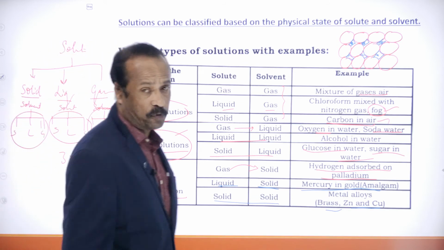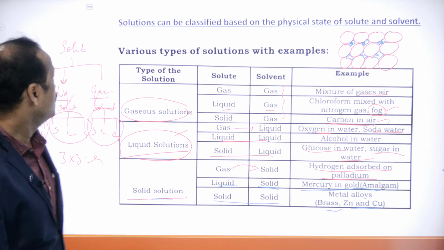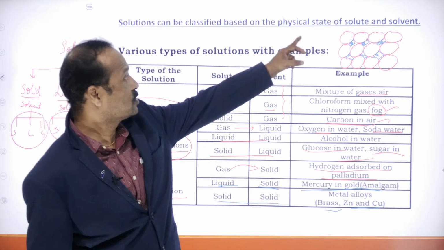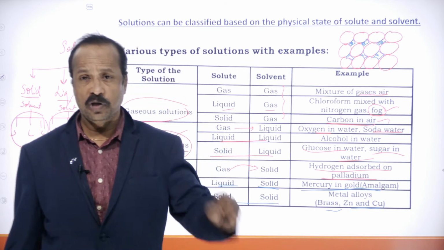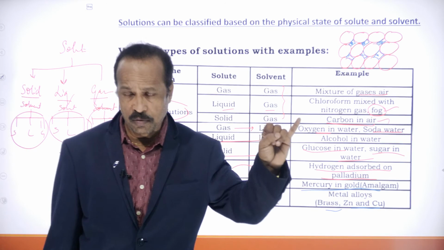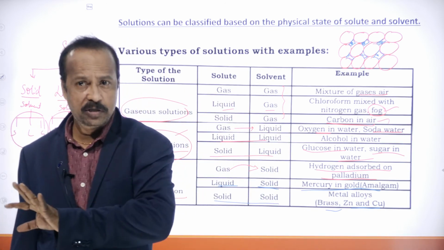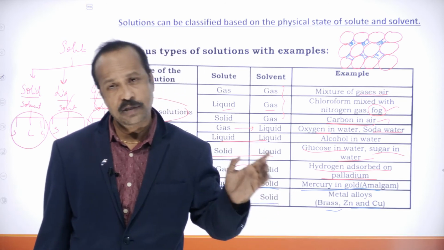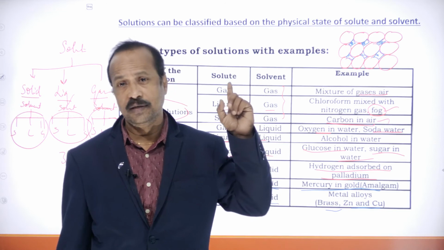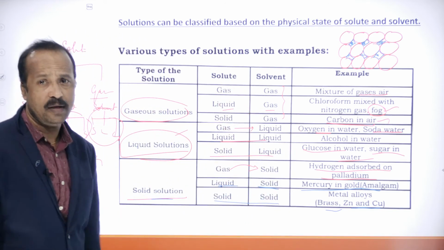So it's a very, very important table. Once again, see here: solutions can be classified into three types based on the physical state of the solvent. Solid solutions, liquid solutions, and gaseous solutions. In a solid solution, solid is the solvent, and solid, liquid, gases are the solutes. In a liquid solution, liquid is the solvent, and again solid, liquid, gas are the solutes. In a gaseous solution, gas is the solvent, and again solid, liquid, gas are the solutes.